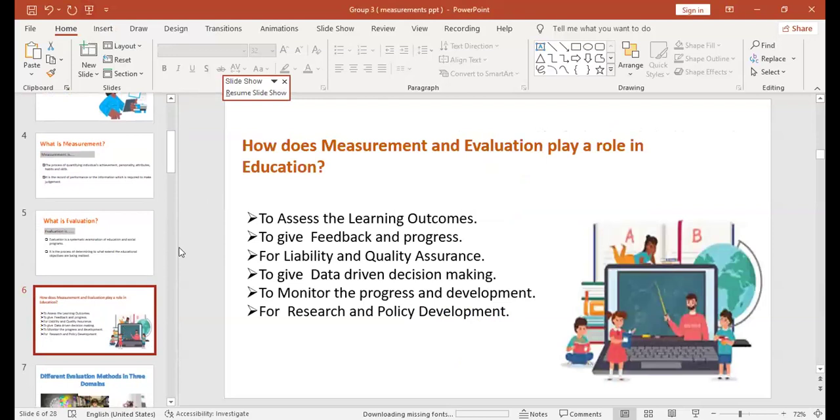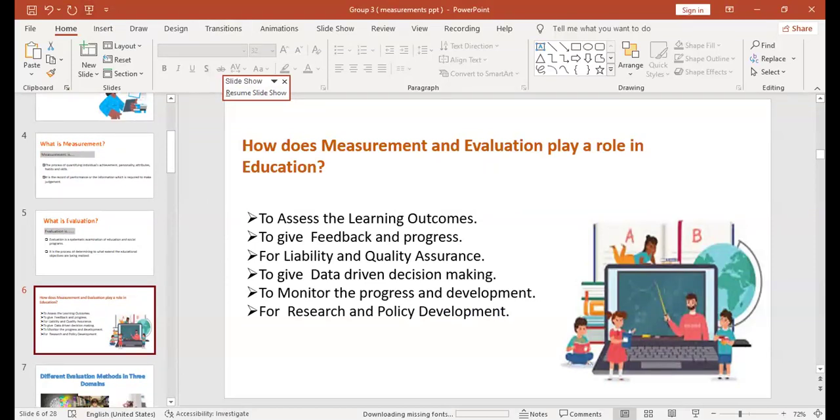Role of measurement and evaluation in education. Here are some key reasons highlighting their roles and importance. First is to assess learning outcomes. Measurement and evaluation help assess students' knowledge, skills, and competencies. This helps educators identify areas of strength and areas that require further attention.